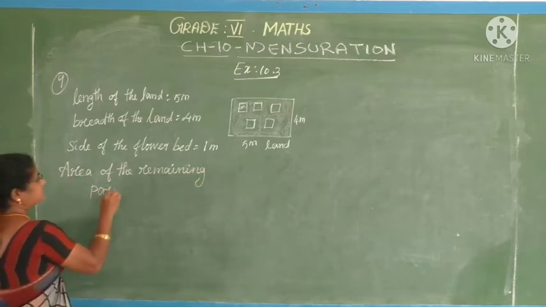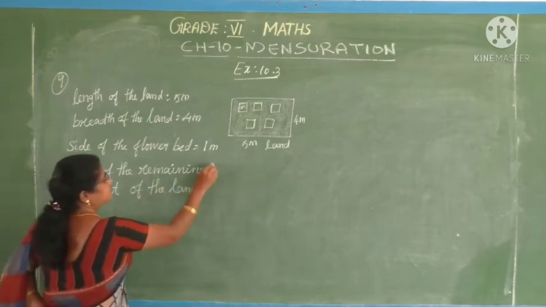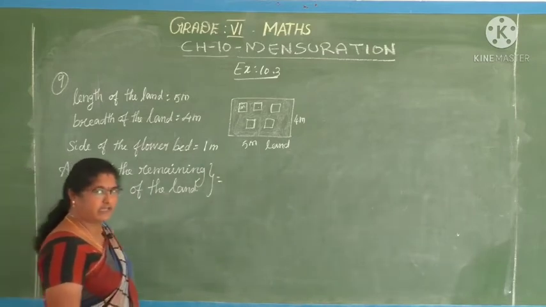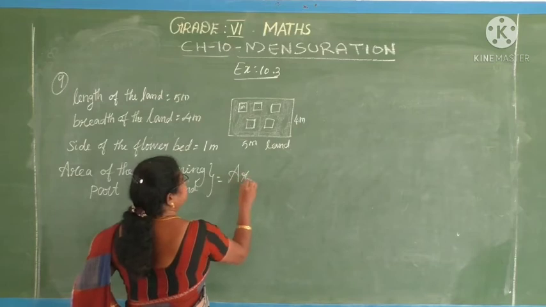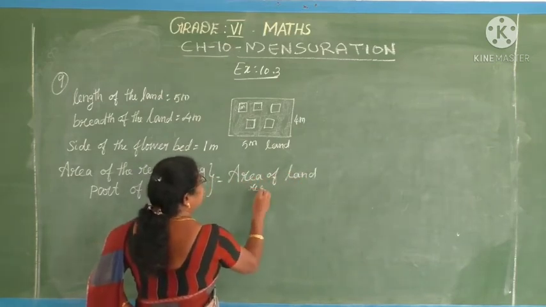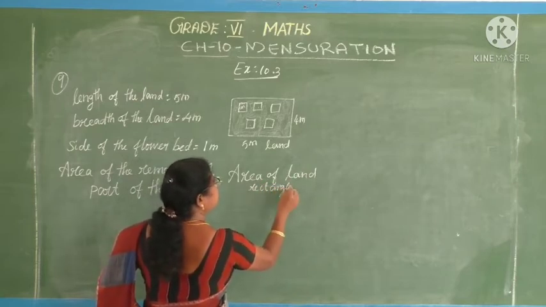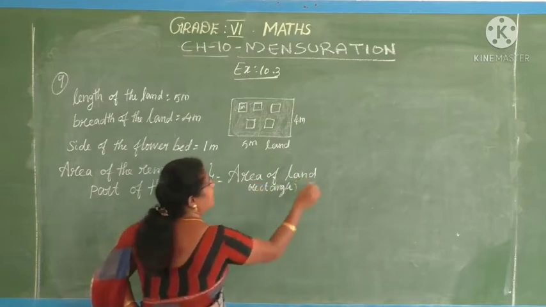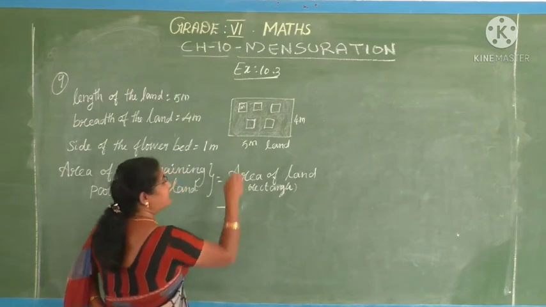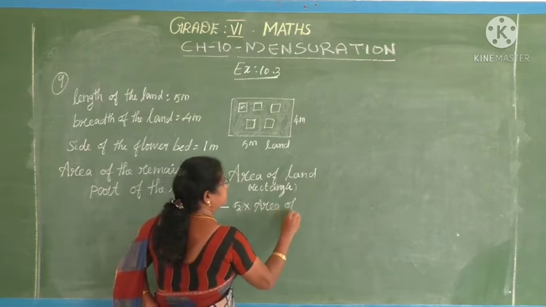Remaining part of the land equals area of land minus 5 times the area of the flower bed. The land is rectangular in shape, so area of rectangle minus area of 5 times. Here there are 5 flower beds, so 5 times the area of a flower bed.